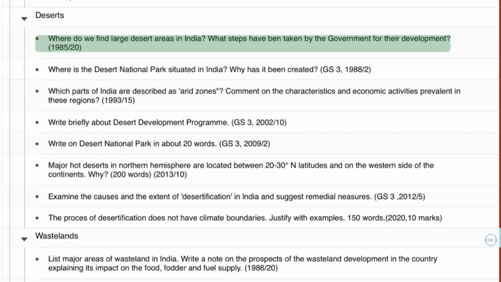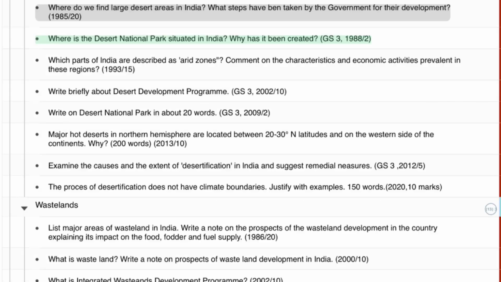Deserts. Where do we find large desert areas in India? What steps have been taken by the government for their development? 1985, 20 marks. Where is the Desert National Park situated in India? Why has it been created?